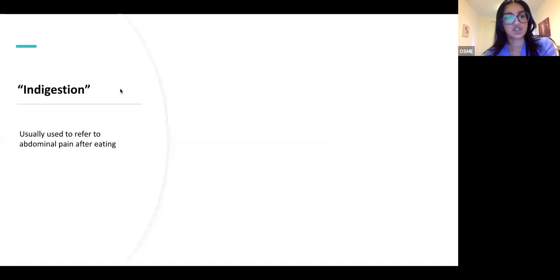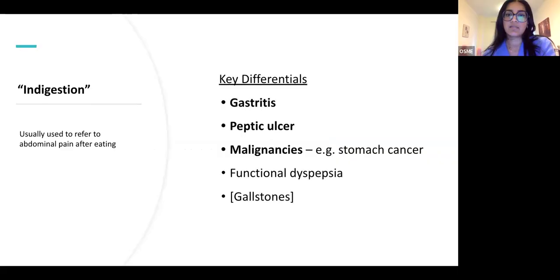Okay, so indigestion is a term which is used to refer to abdominal pain after eating. And the main differentials you'd want to consider when thinking about indigestion would be gastritis, peptic ulcers, malignancies like stomach cancer, and also less common ones like functional dyspepsia or even gallstones. Some people might refer to the pain they have from gallstones as indigestion when it's quite distinct.